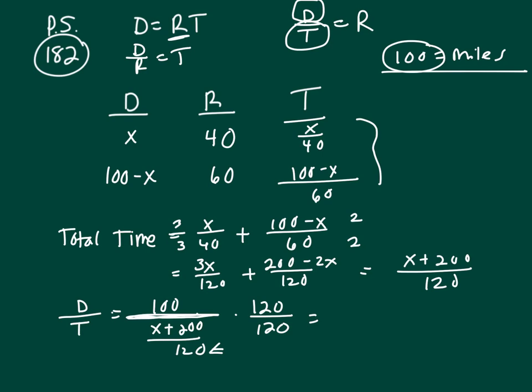Now, 120 times 100, that's going to give me 12 with 3 zeros. And then 120 times this denominator, the 120s cancel, and you're left with x plus 200. And for number 182, that answer is E.